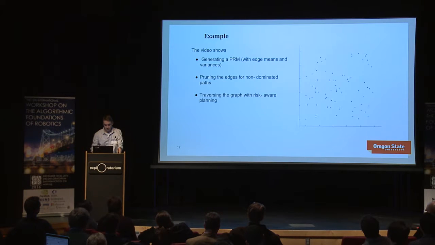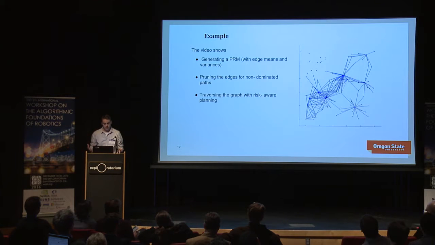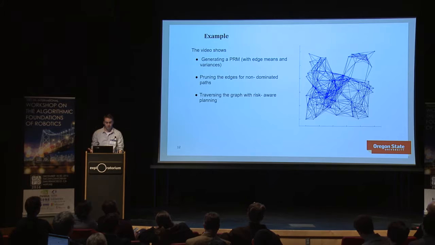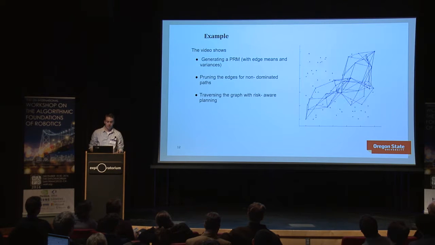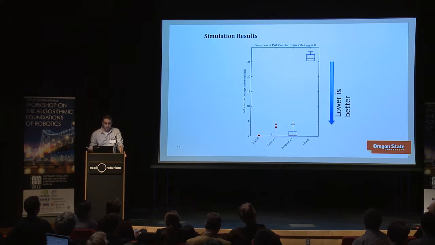All right, so this video is going to kind of give you an idea. It's a little confusing to explain, but what we're going to do for the simulation is generate a PRM, and then prune the edges for non-dominated paths. The way we're going to do that is by looking at domination and bounding it, and then we're going to traverse the graph with risk-aware planning, where we're comparing those neighbor nodes. So we have the path set, and then we compare each neighboring node to get our final path. And what this gives us is a tighter dispersion in our final results.